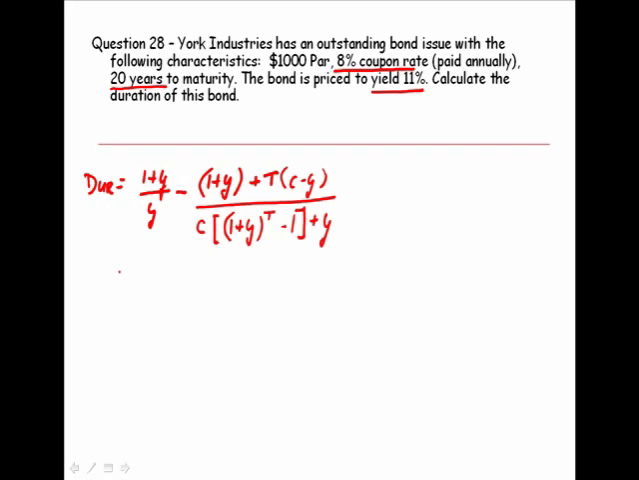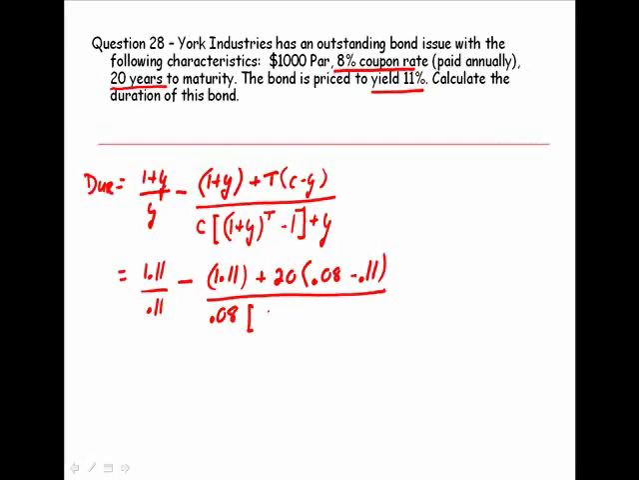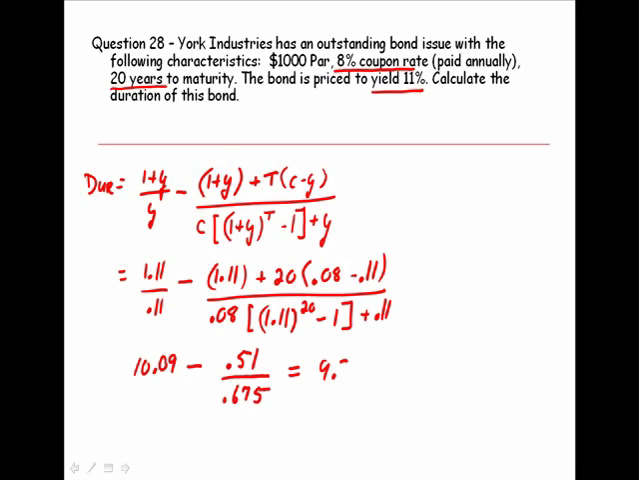We have all our variables. Let's just plug it in. Duration is equal to 1.11 divided by 11%, minus 1.11 plus 20 times our coupon rate of 8% minus 11%. In the denominator, we have our coupon rate of 8% times 1.11 raised to the 20th power minus 1, plus our yield to maturity of 11%. 1.11 divided by 0.11 gives us 10.09 minus, in the numerator we have 0.51, in the denominator we have 0.675, giving us a duration of 9.33 years.